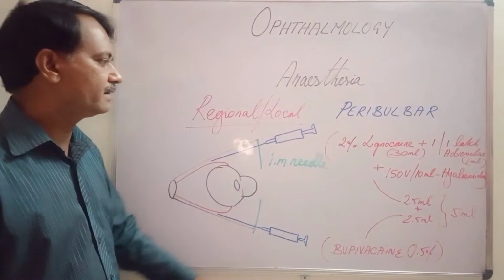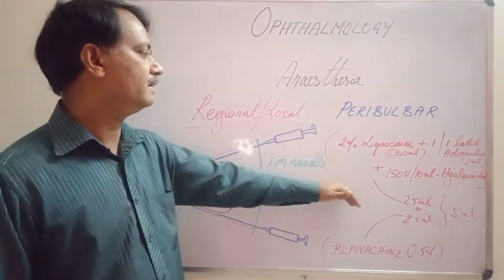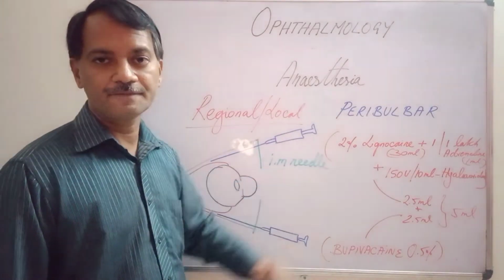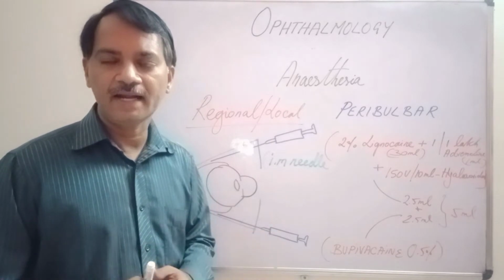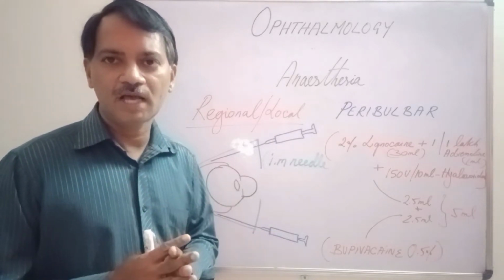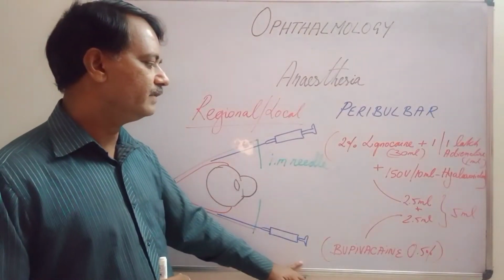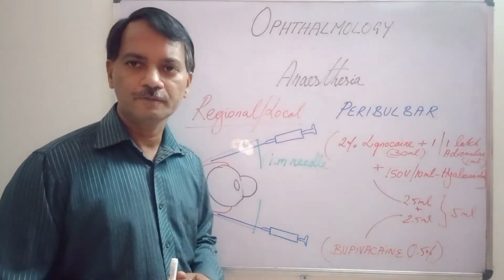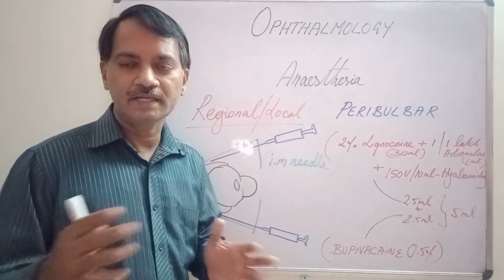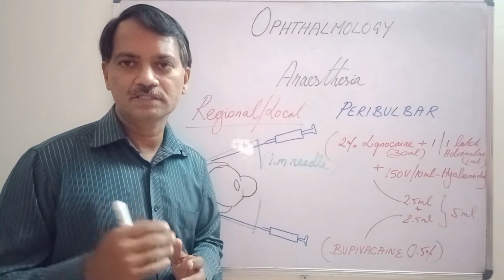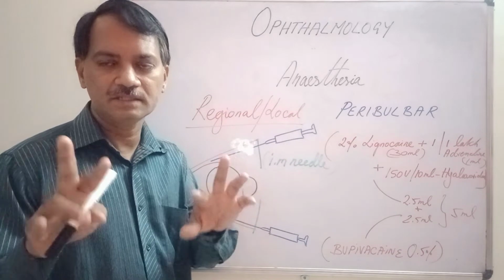Why should we inject these two solutions? You know that lignocaine acts very fast. Within 5 to 10 minutes it will take its action and the anesthesia will last for 30 minutes to 2 hours. Bupivacaine will take 20 minutes to begin its action, but that may act for a longer time, up to 6 to 8 hours. So it will give a longer anesthesia. That's why we mix them too.